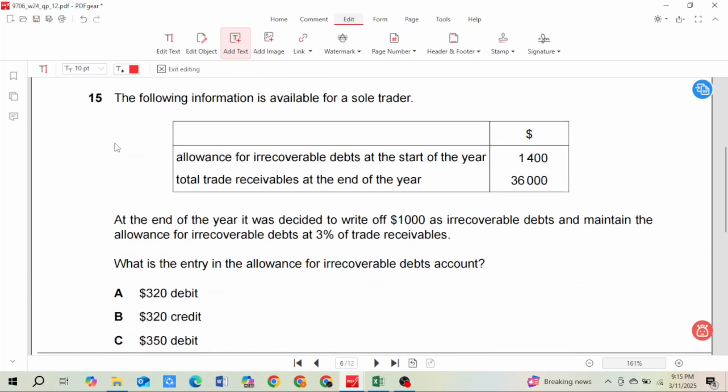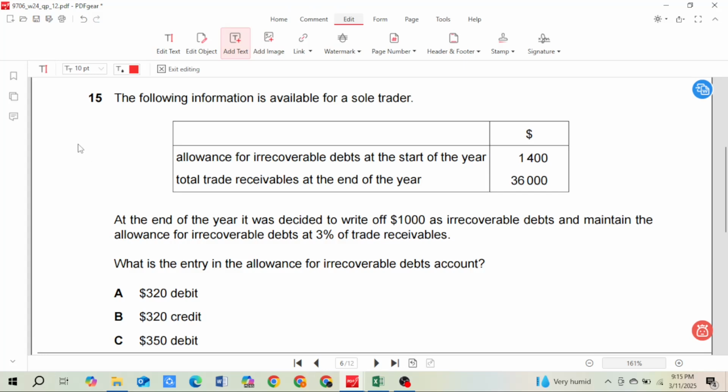15. The following information is available for a sole trader. Allowance for irrecoverable debt at the start of the year is 1400. Total trade receivable at the end of the year is 36,000. At the end of the year, it was decided to write off $1,000 as irrecoverable debt and maintain the allowance for irrecoverable debt at 3% of the trade receivable.